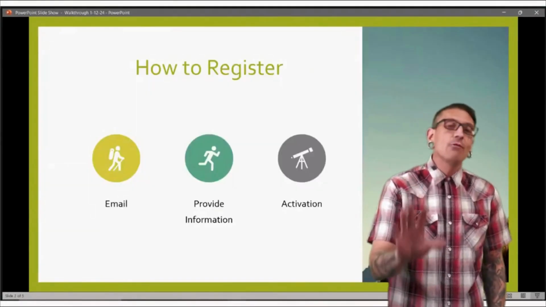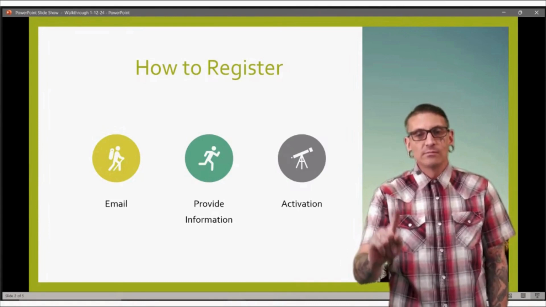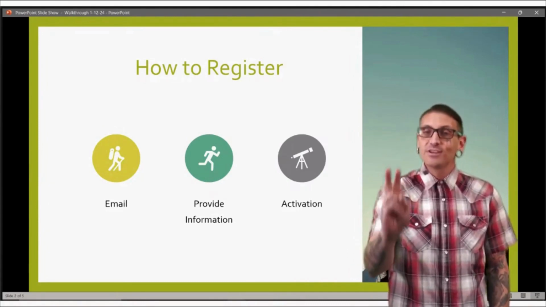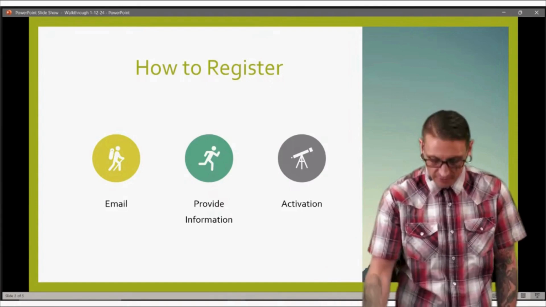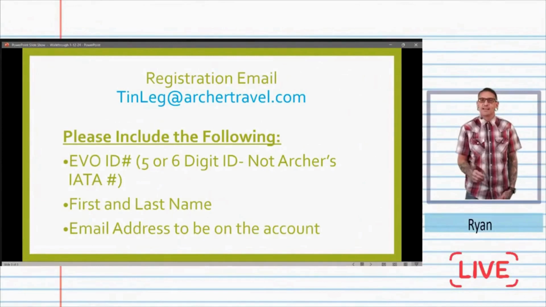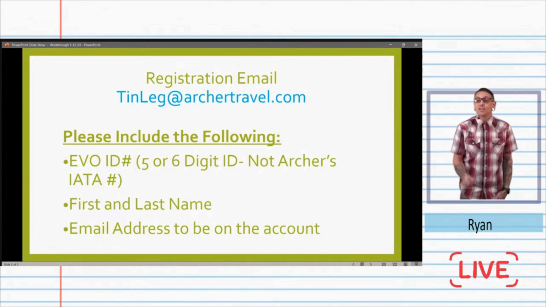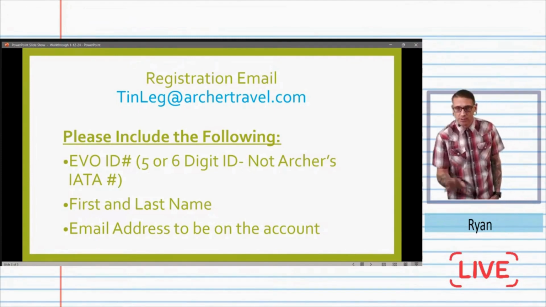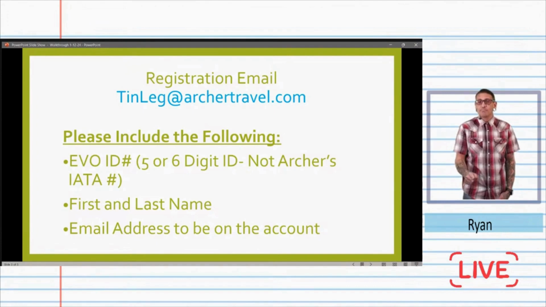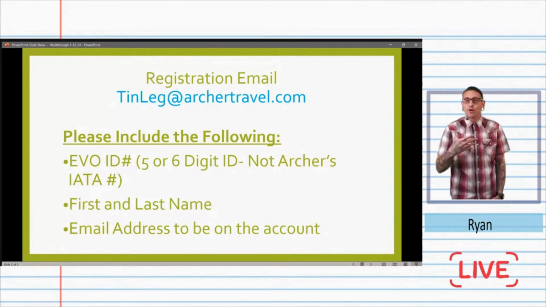If you are not registered with Tin Lake, it's super easy. 3 steps. You send an email, provide your information, and then you'll receive an activation email. That's it. You're in. Now, to send that email, send your registration email to Tinleg at archertravel.com. Please give me your EVO ID. This is your 5 or 6 digit EVO ID number, not Archer Travel's IATA number. Give me your first and last name and the email address you want to be on the account. I get that email, and I will register you in the system.